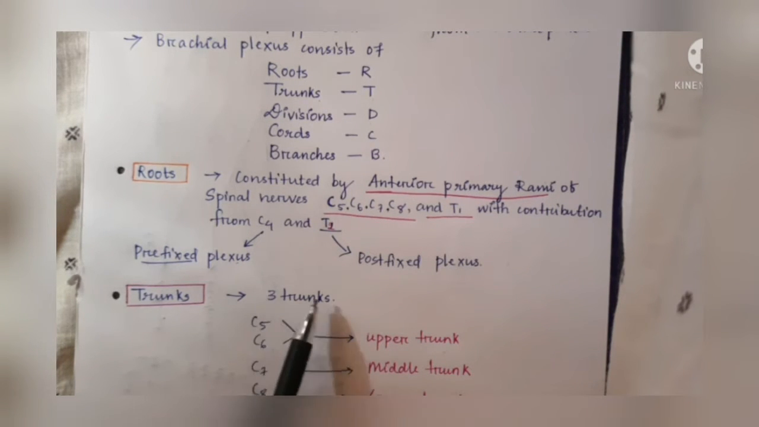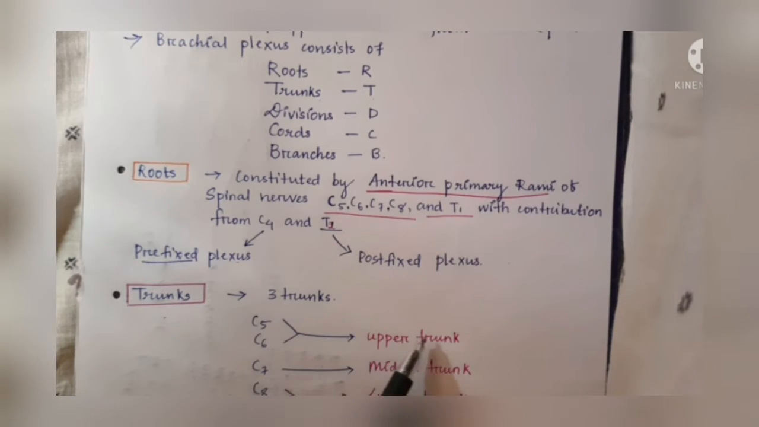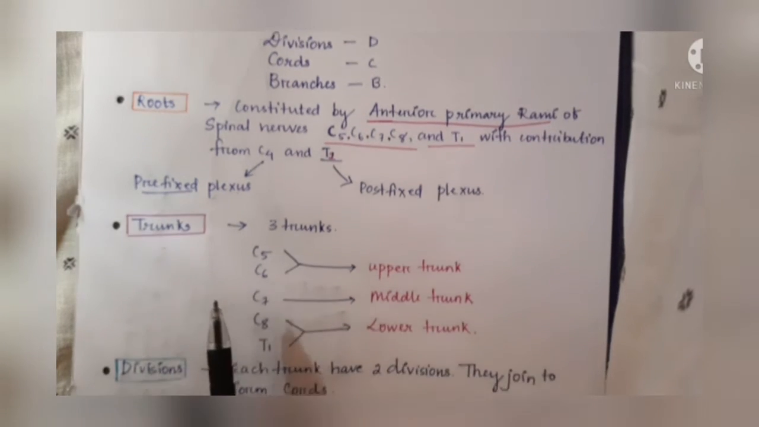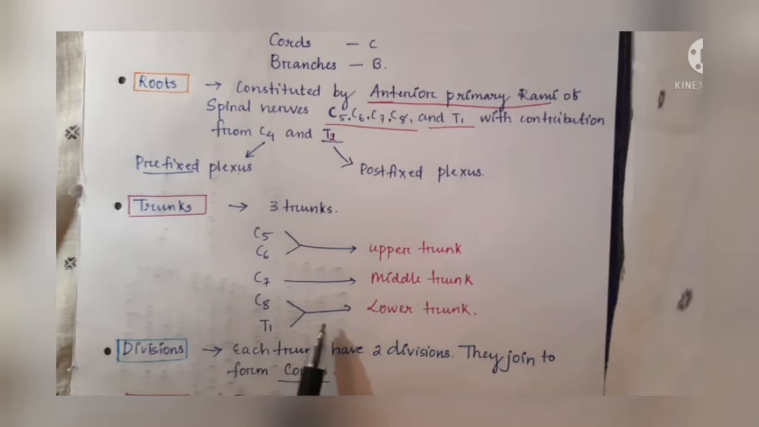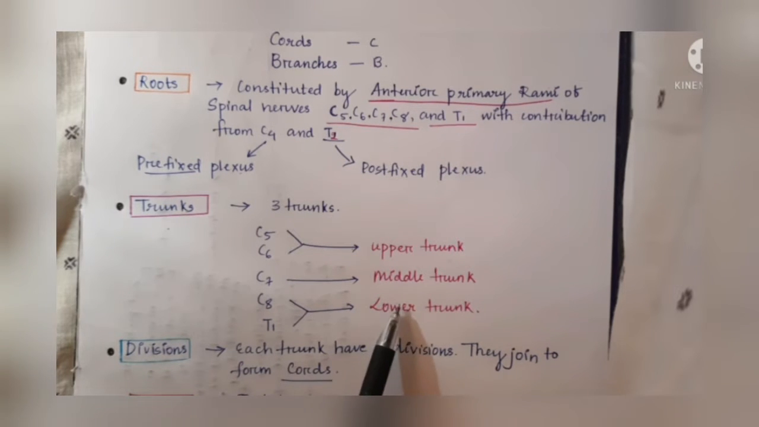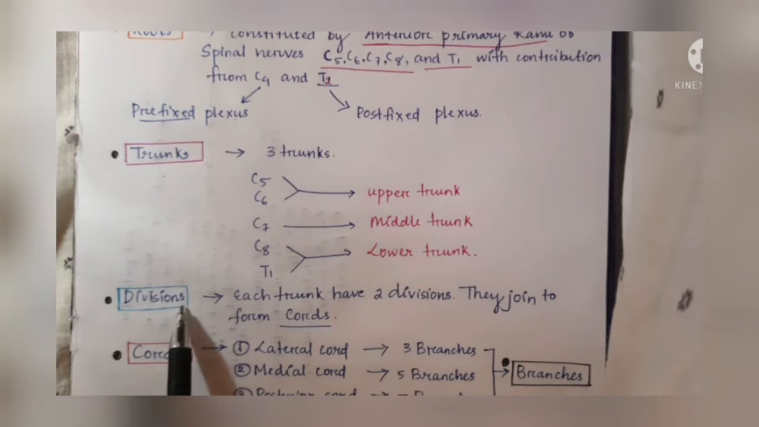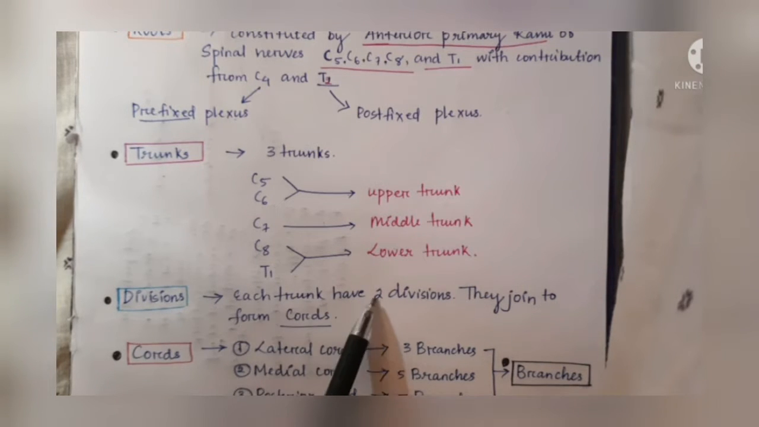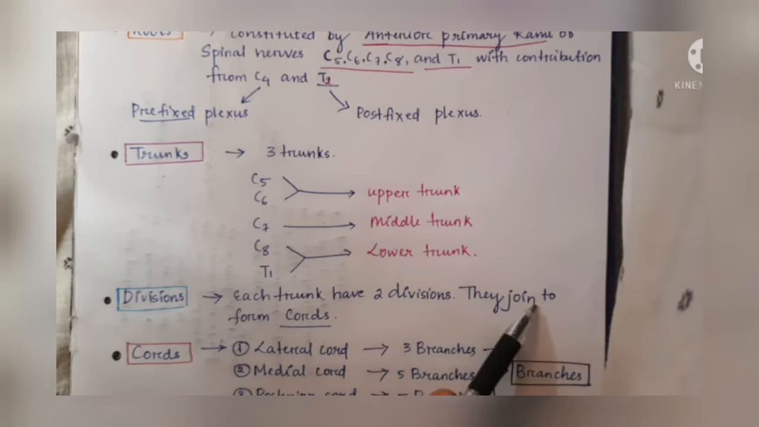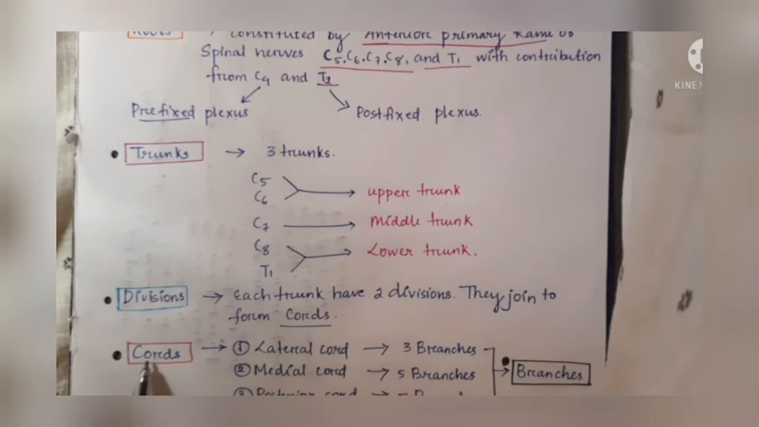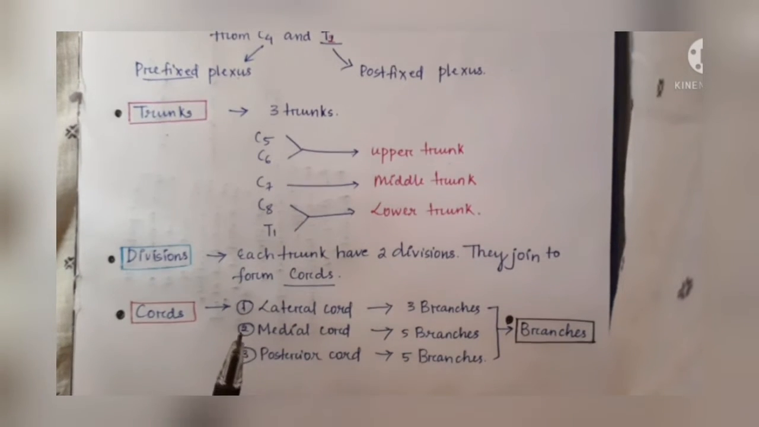There are total 3 trunks. C5 and C6 together form the upper trunk, C7 alone form the middle trunk, and C8 and T1 together form the lower trunk. Then come to the divisions. Each trunk has 2 divisions. They join to form cords. Then come to the cords.